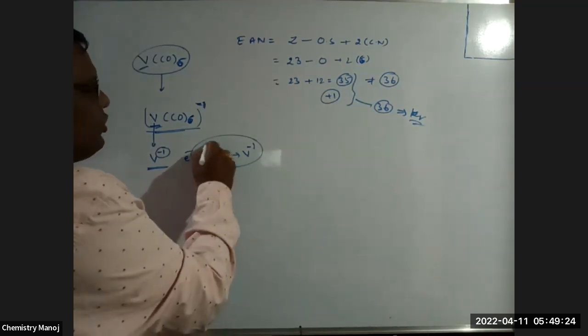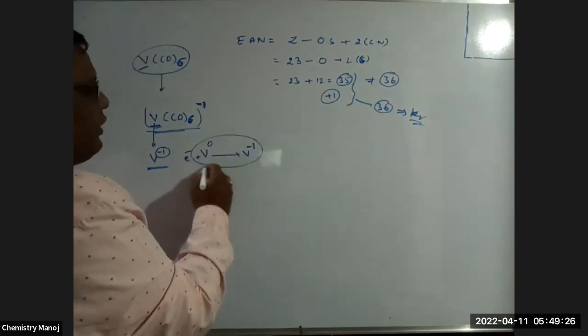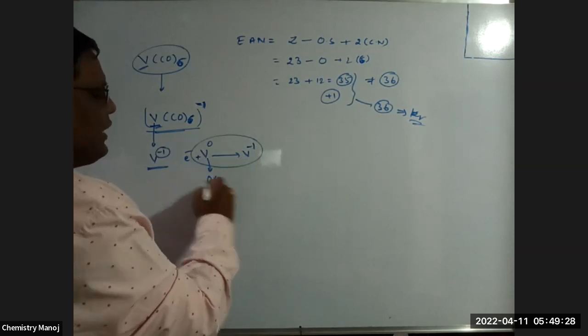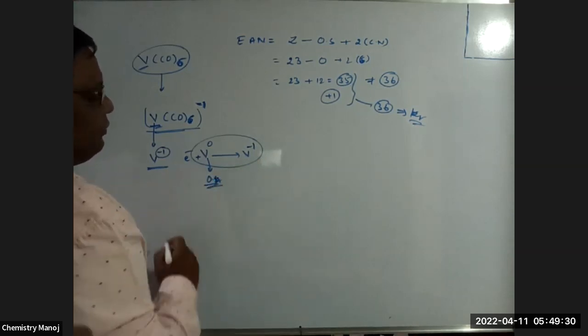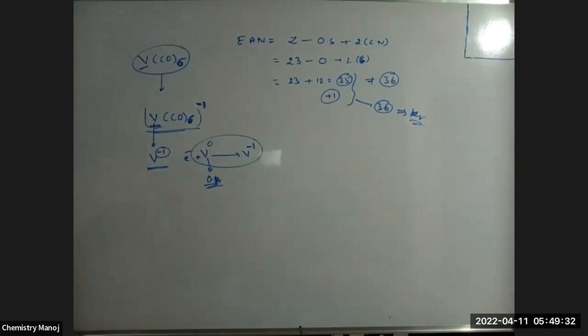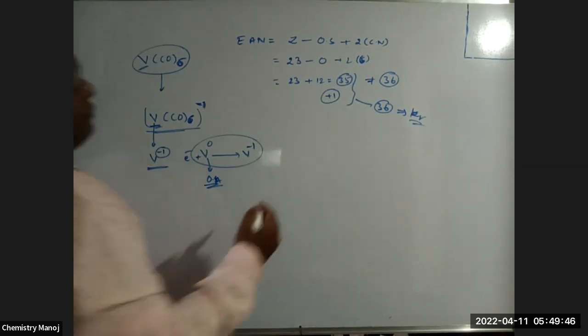Now, so 0 to minus 1, it is reduced. Therefore, vanadium acts as oxidizing agent. In this complex, vanadium acts as oxidizing agent by gaining electron to get stable conditions. Clear or not? Yes, sir. Clear.